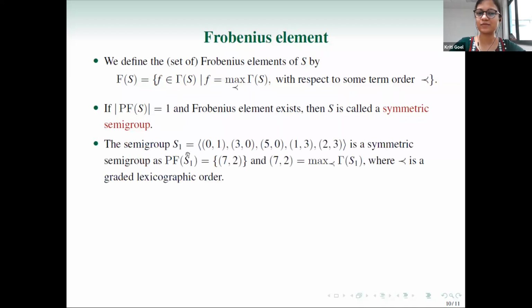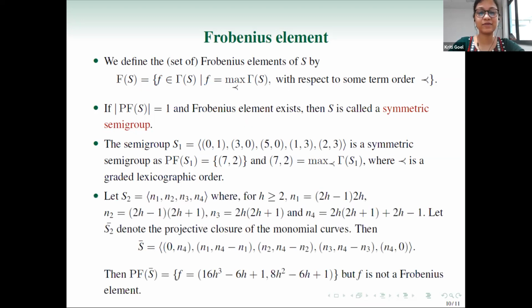So the first example is S1, which is generated by these 5 tuples. This is symmetric because, using the same step as before, we look at the resolution of the semigroup ring, look at the top degree, and subtract the sum of the generators. What we get is (7, 2). And (7, 2) is actually the maximum of the gap set, where the maximum is with respect to the term order, which is the graded lexicographic order. So we do have an example of a symmetric semigroup, because the cardinality of the set of pseudo-Frobenius elements is 1, and we have existence of a Frobenius element.